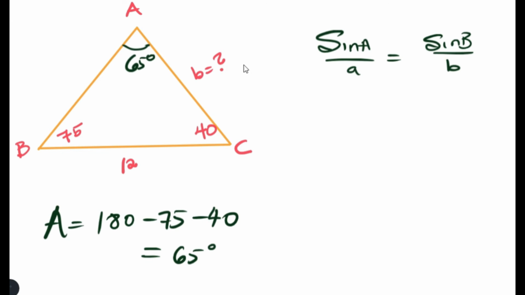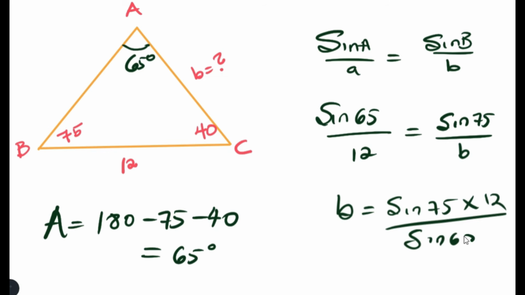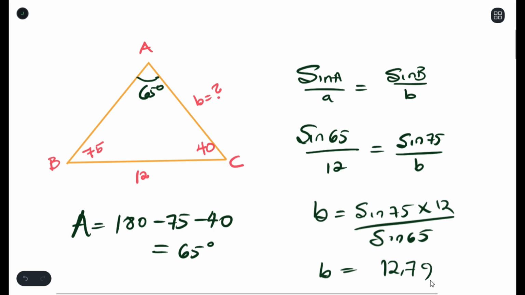Now since we are trying to get B, that's why we have sine B over b. And the pair that we have is sine A over a. So we just substitute. Then by cross multiplying, therefore b would be 12,79 units. Okay, so that's it.